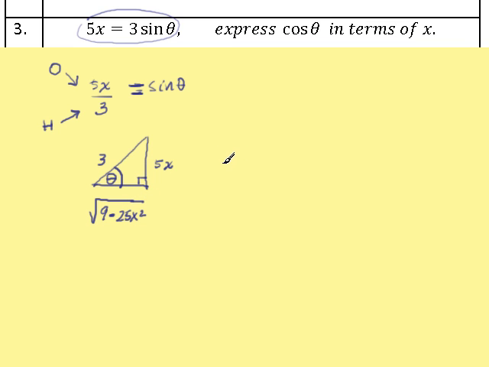All right, so now using the triangle, we can get other trig values of theta. For example, cosine theta is equal to adjacent over hypotenuse, so that would be square root 9 minus 25x squared over 3.